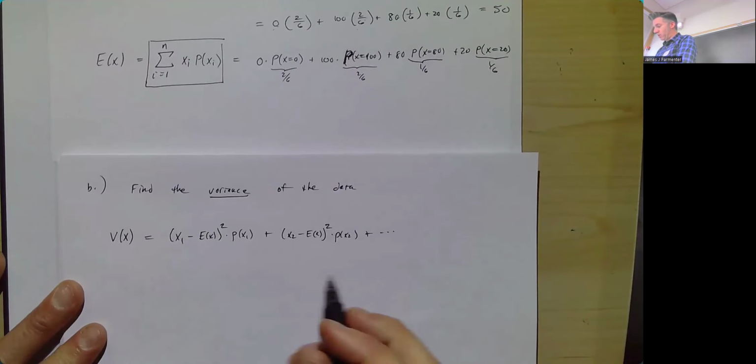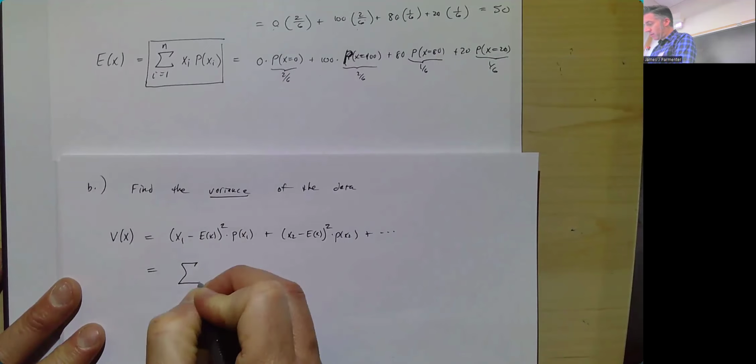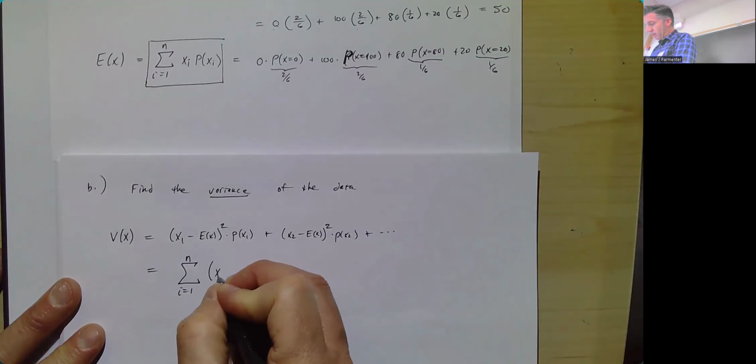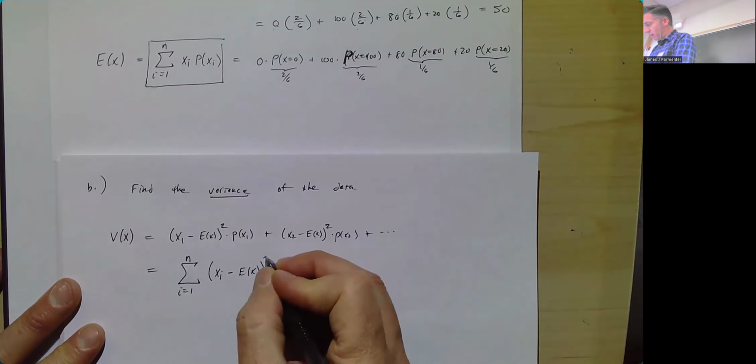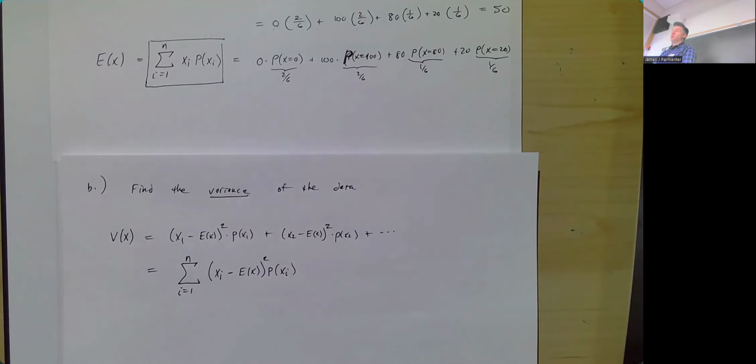Which in the shorthand notation or the summation notation is going to be the sum from i equals 1 to n of (x sub i minus the expected value of x) squared times the probability of x sub i. There is an alternative formula for this. We can talk about it if we need to.